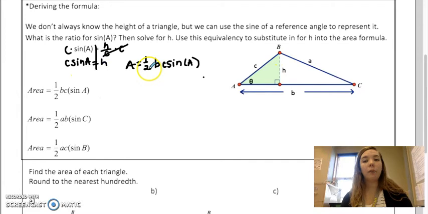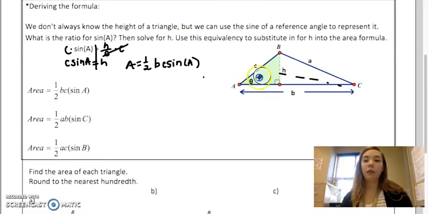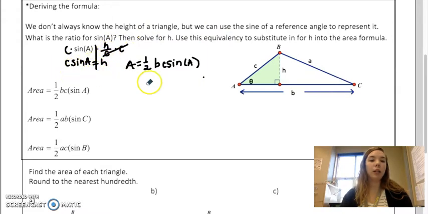All right, if I repeated that process for an altitude coming from A, that's where I would have this formula down here. And if I repeated this process for an altitude coming from C, that's where I would get the middle formula from. So all three of these will help you find the area of an oblique triangle. It just depends which angle you know. If I know A, I'm going to use this one. If I know C, I'm going to use this one, or so on. But this is where it comes from. If you solve for h using a trig identity, then you can plug it in and get these formulas.